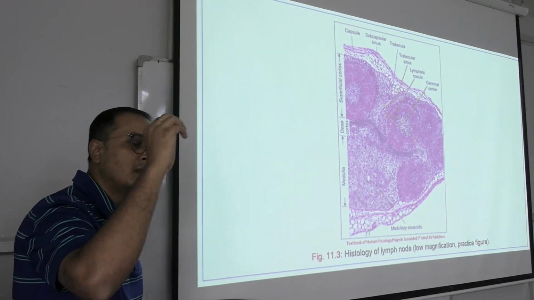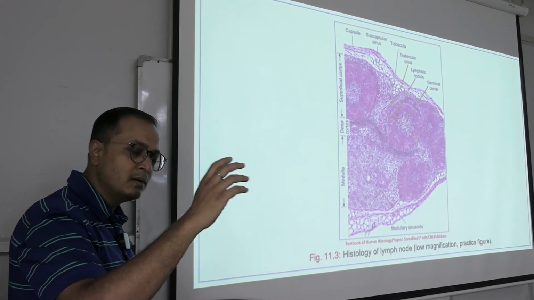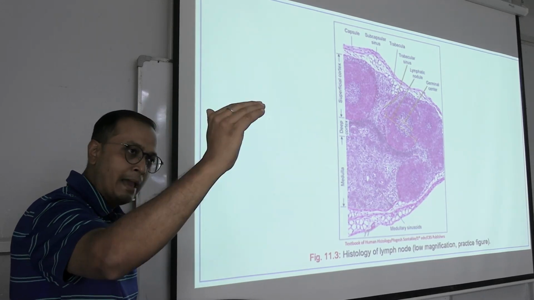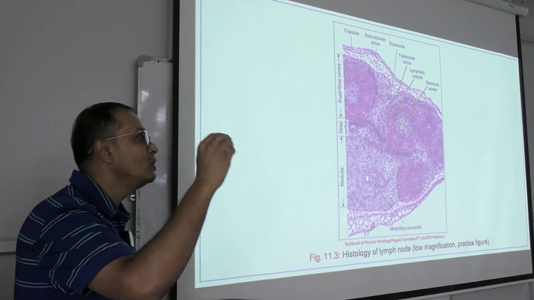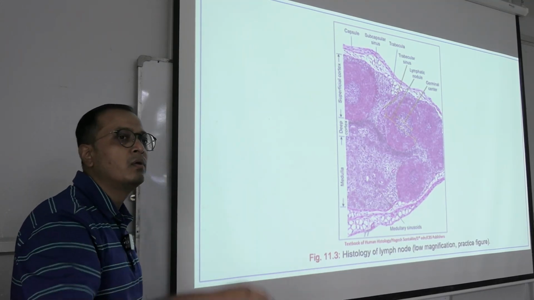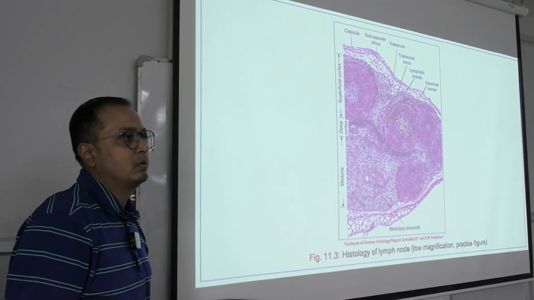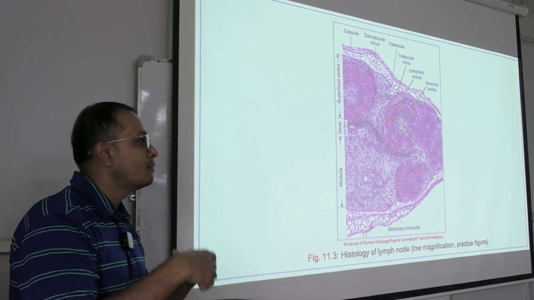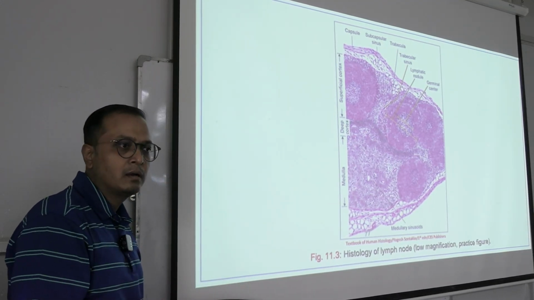Capsule present, visible, okay. Parenchyma visible, present, okay. Lymphoid nodule present, yes, visible, okay. Does this capsule and this parenchyma hold a space between them or not? If yes, it's definitely going to be a lymph node. If not, definitely not a lymph node, could be something else. Clear?